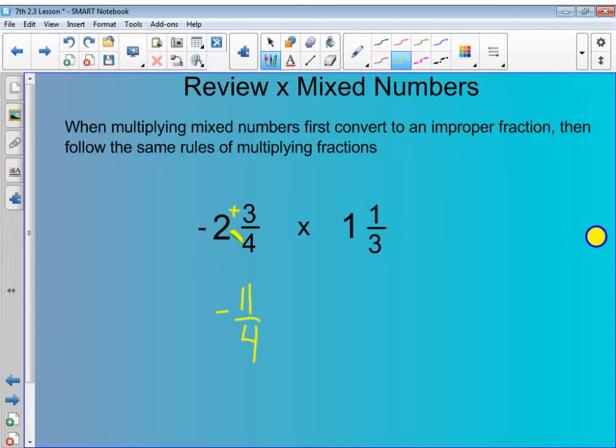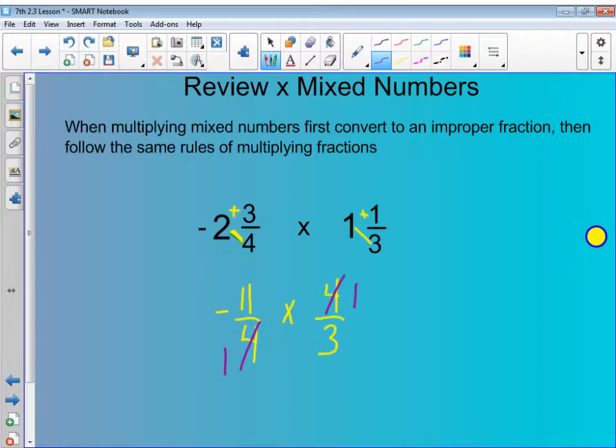Okay, and we're gonna take that times... we're gonna do the same thing. 3 times 1 is 3, plus 1 would give me 4 over 3. So now we're back down to what we were just working with. We now have fractions instead of mixed numbers. I'm looking at this and I'm seeing a very easy cross canceling because we have a 4 on the top and a 4 on the bottom. So those would each become 1s.